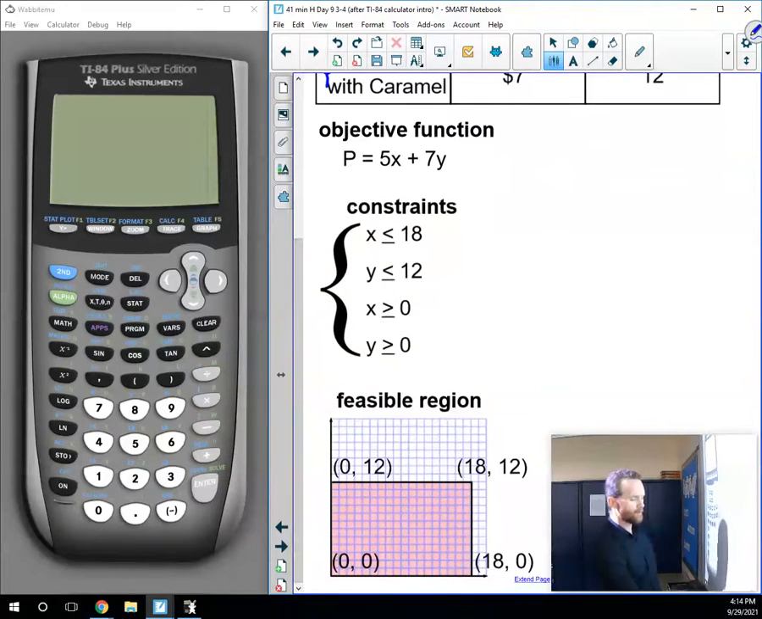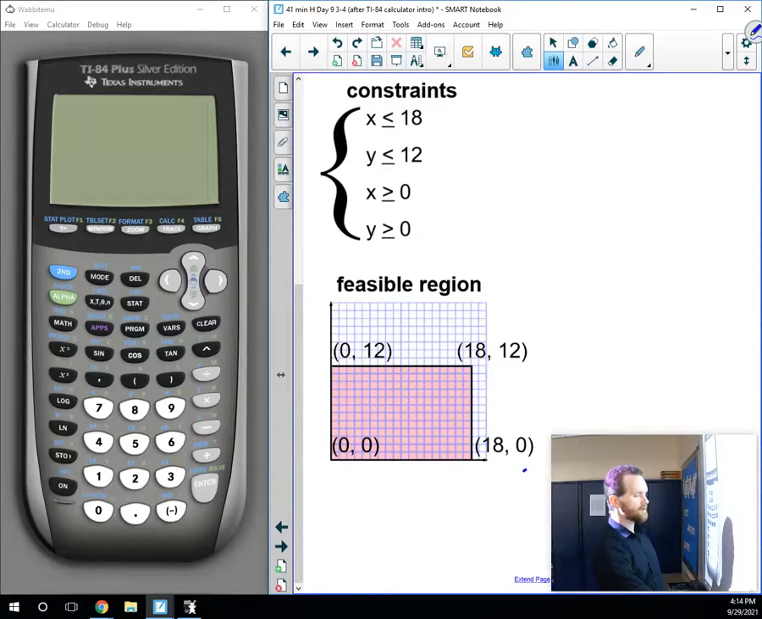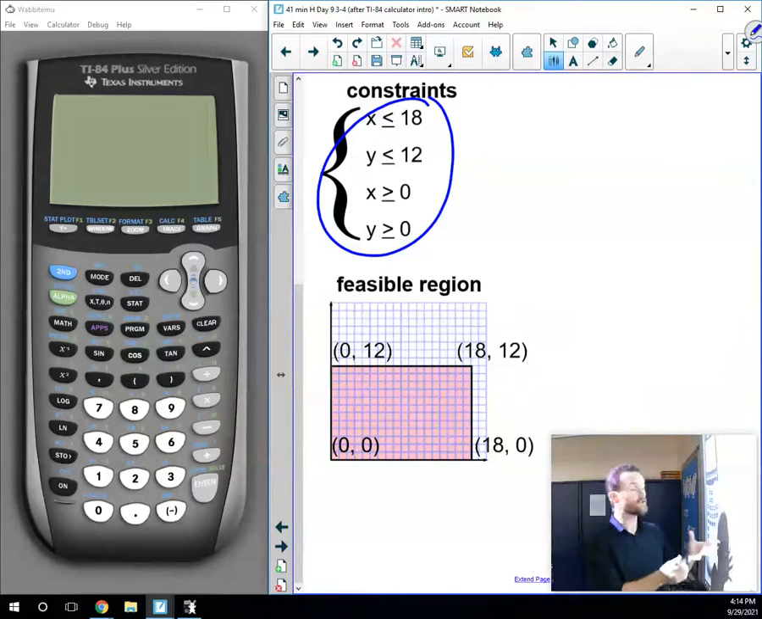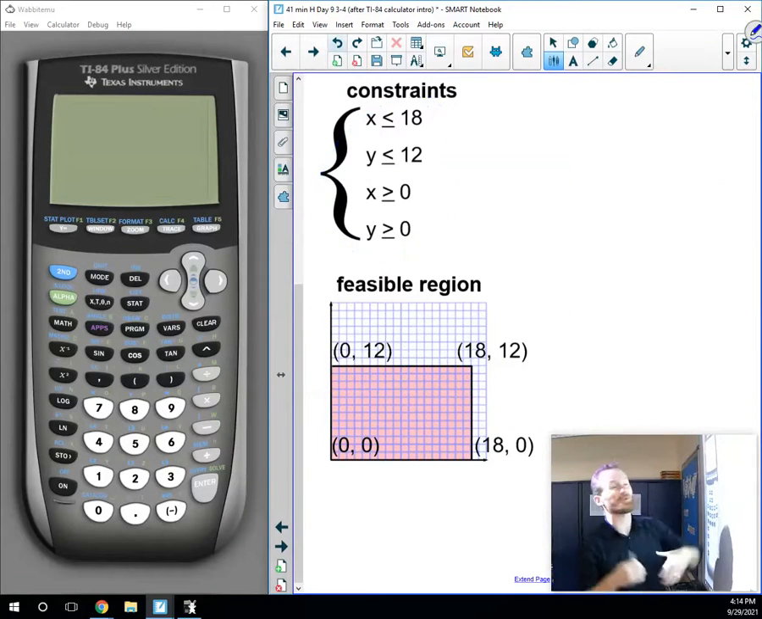All right, and then once we have our constraints, we want to look at what's called the feasible region. The feasible region is what we have here. Now, this is essentially our constraints graph. Hopefully this looks pretty familiar because we just did a lot of work graphing systems of linear inequalities, and that's exactly what the constraints are. They're a system of linear inequalities. And the feasible region ends up looking like this.